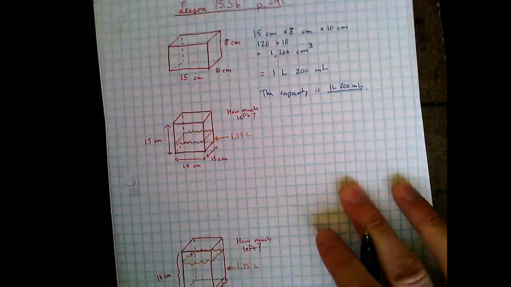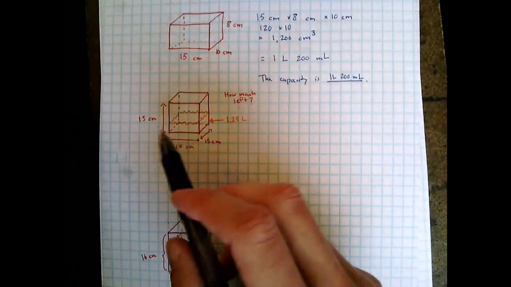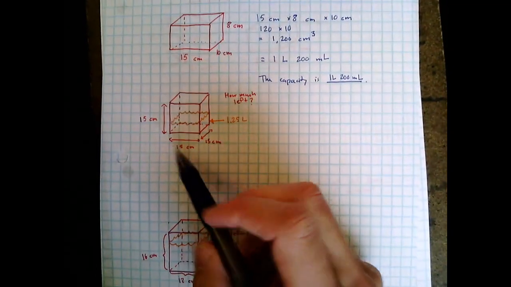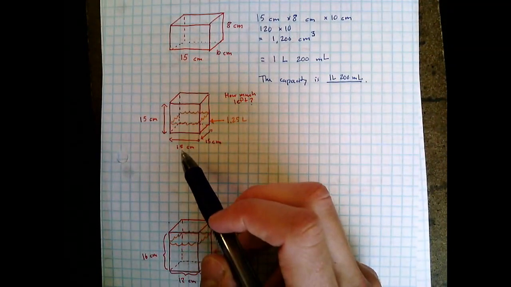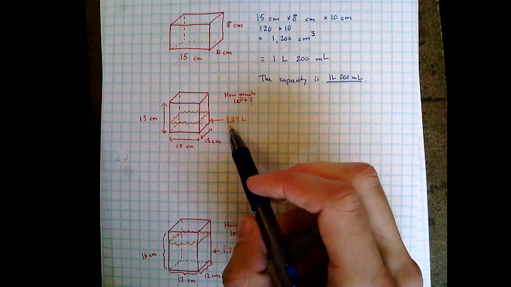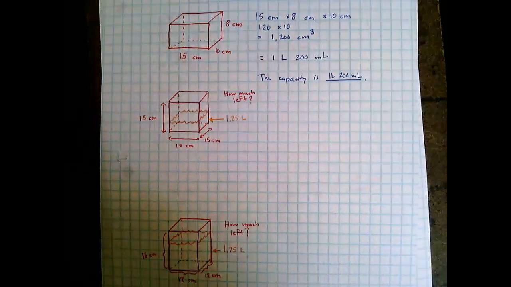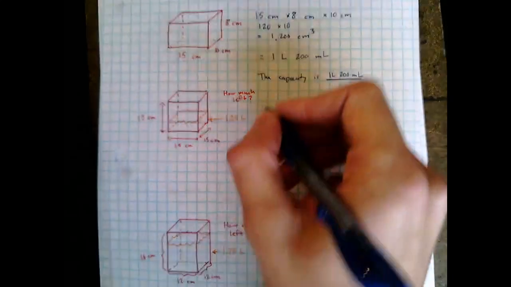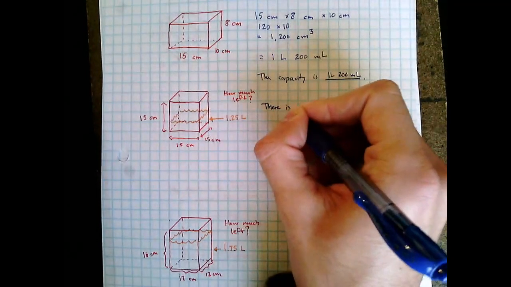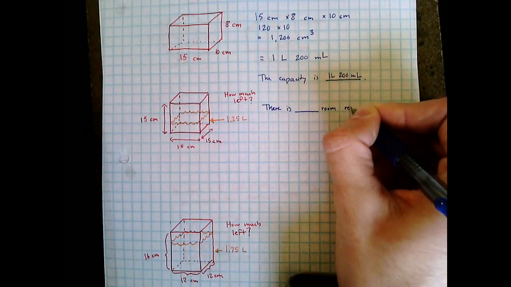Okay, on to this one, it starts to get a little bit trickier. This is, we'd say, a two-step problem. So we're told the dimensions of this rectangular prism, which is actually a cube, because we can see that the length, the height, and the width are all the same. We are told that there's 1.25 liters already in there. That's the orange. And we're asked how much is left. So my eventual answer will be there is blank room remaining.